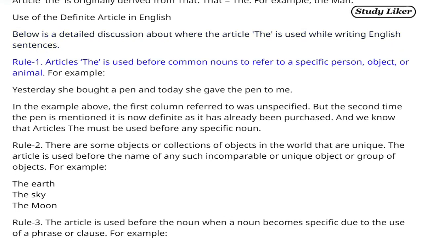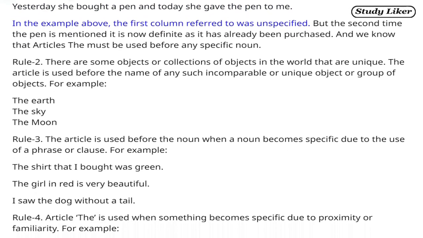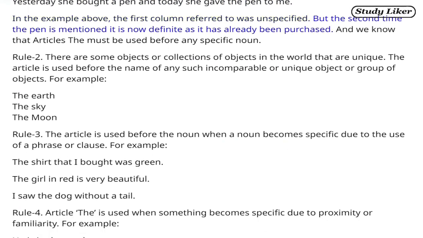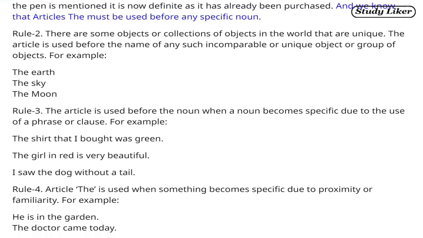Rule 1. Article the is used before common nouns to refer to a specific person, object, or animal. For example, yesterday she bought a pen and today she gave the pen to me. In the example above, the first pen referred to was unspecified. But the second time the pen is mentioned it is now definite as it has already been purchased. And we know that article the must be used before any specific noun.